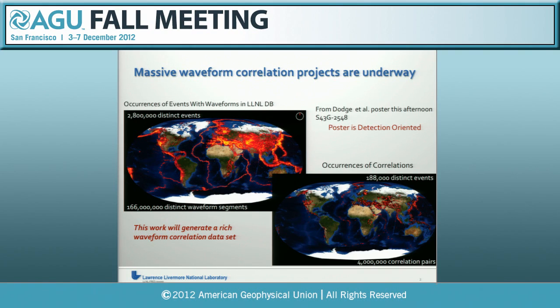So the first thing I want to give an advertisement for is Doug Dodge's poster this afternoon, which is an effort to do the cross-correlation of a massive global data set. It has over 2,800,000 distinct events, 166 million distinct waveforms, and after a full waveform cross-correlation between events that are close to one another, he finds that there's about 188,000 distinct events, as shown here in a density plot, that can correlate with one another with a regional and global bulletin, and also that there's about 4 million correlation pairs. That work is focused on detection, but we can also use this kind of data set with differential arrival times on phases to build a very rich correlation data set, which has been pointed out in previous talks.